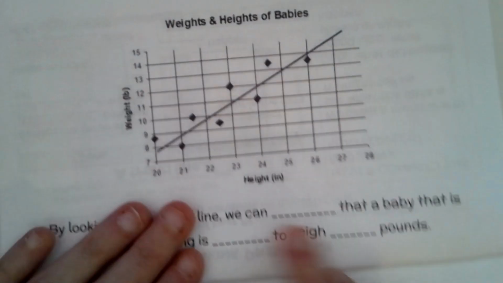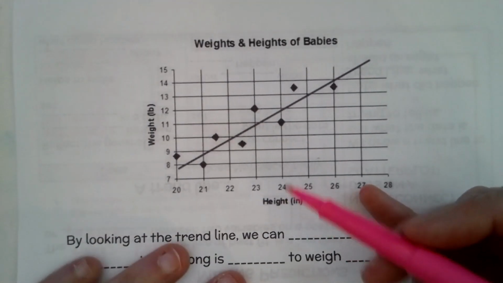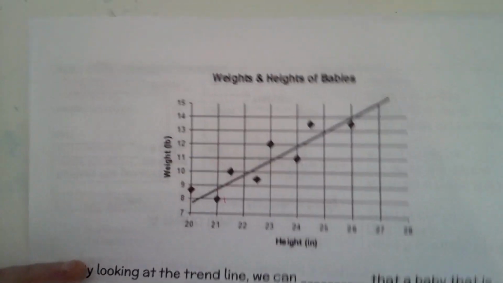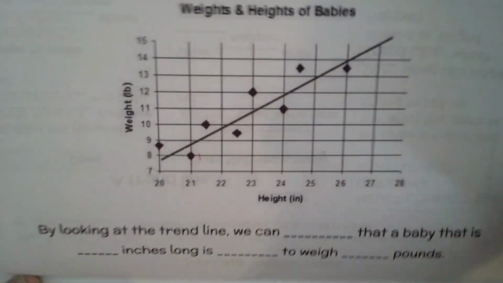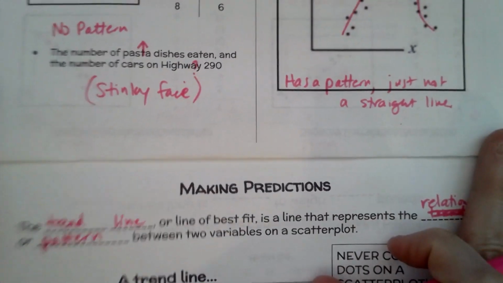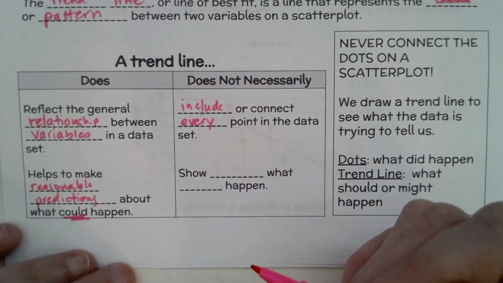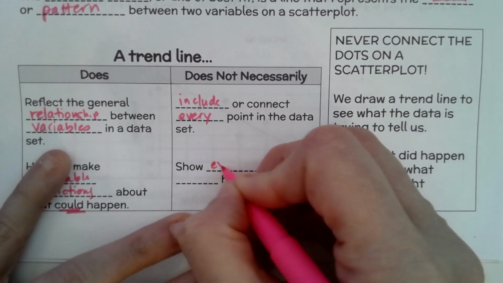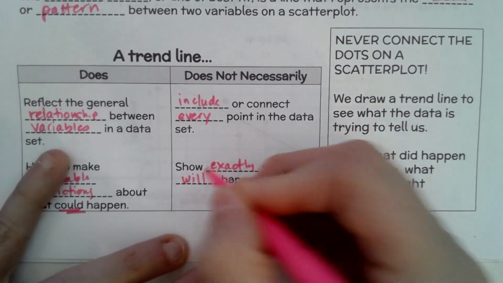When you look at this one, this trend line doesn't even touch any of the points on the data set. You notice none of these dots are on the line. We may find a trend line later where we do have some points where it touches, okay? So it may or may not. It doesn't include or connect every point in the data. It may not even include any of the points. And it doesn't show exactly what will happen, okay?